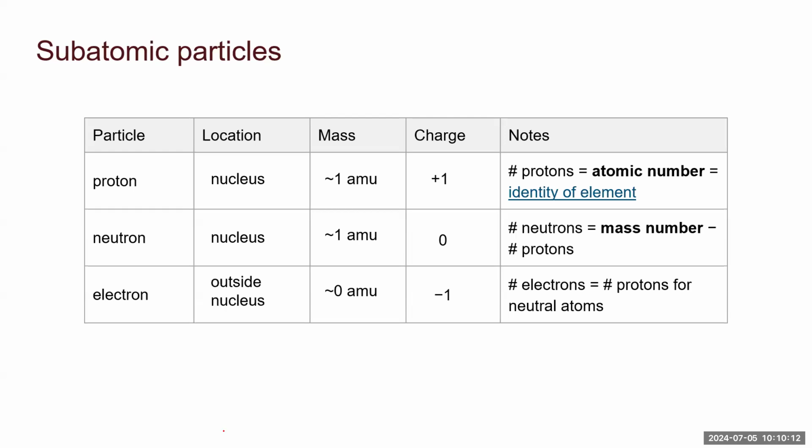Now, of our 3 subatomic particles, these are the 3 that we need to know about. They are protons, neutrons, and electrons. They have different locations. Protons and neutrons are in the middle, found in what is known as the nucleus. The electrons are outside of the nucleus. The electrons are kind of like, they're just moving around. They're in constant motion.